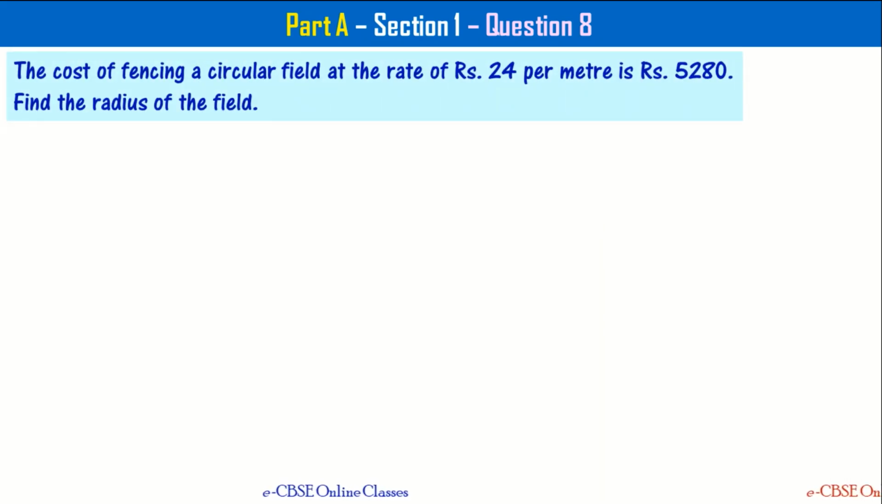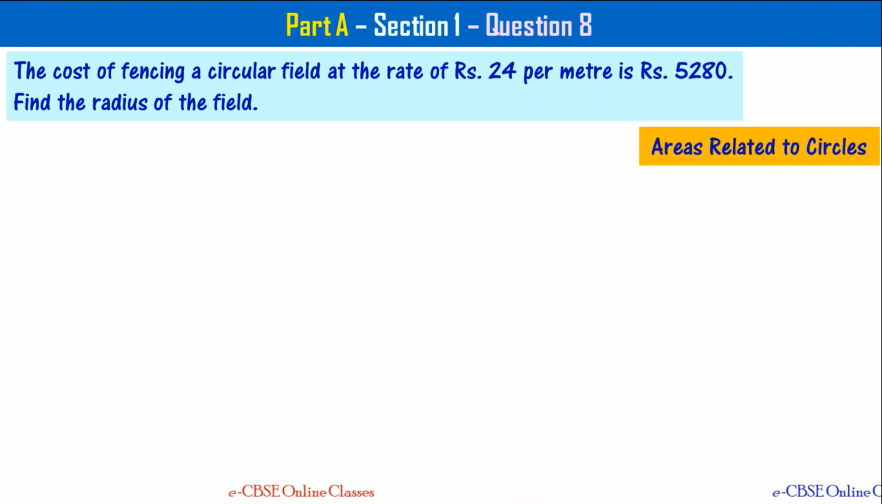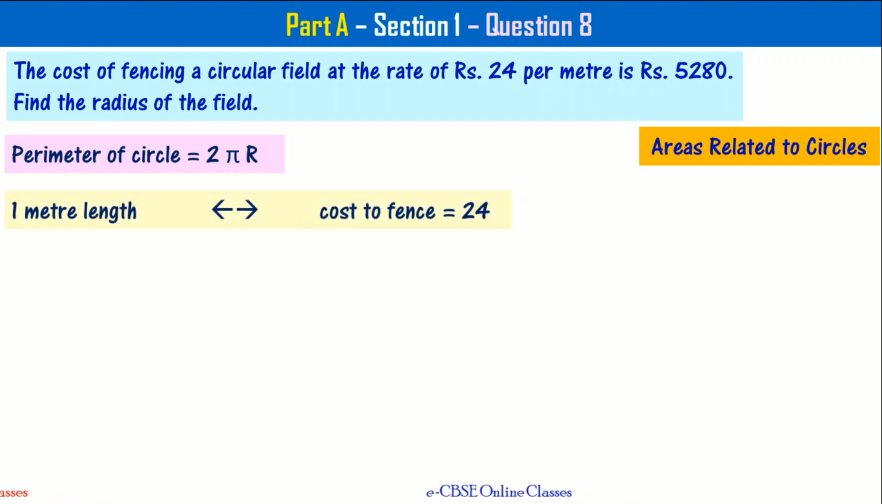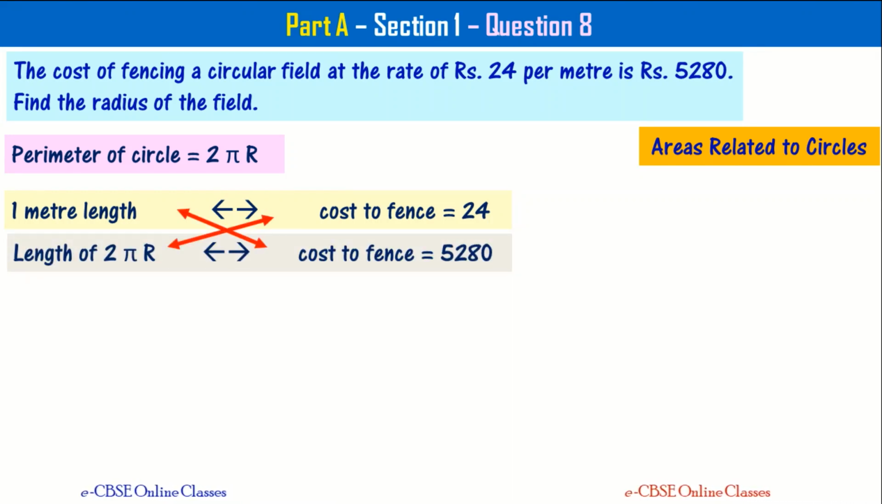Now let's take a look at question number 8. Cost of fencing a circular field at the rate of rupees 24 per meter is rupees 5,280. Then find the radius of the field. It is from the areas related to circles chapter. We know that the perimeter of a circle is 2 pi r. And it is given that the cost to fence 1 meter length is 24 rupees, and the cost to fence a length of 2 pi r is 5,280 rupees.